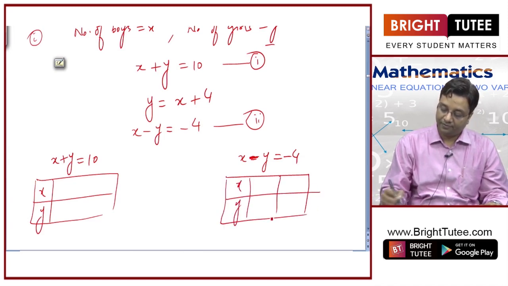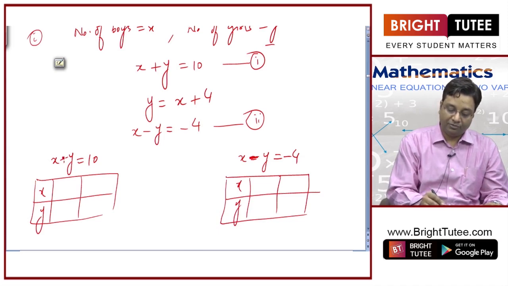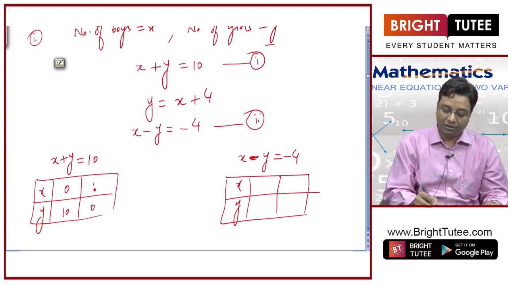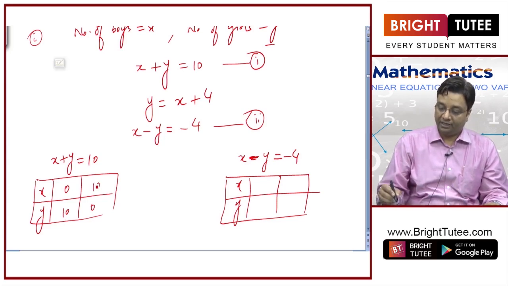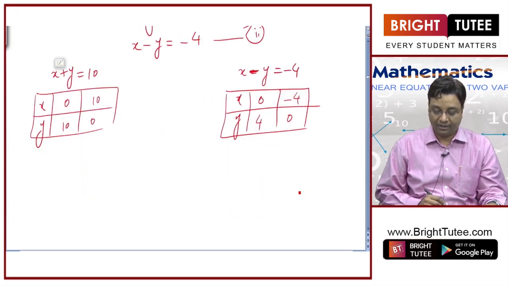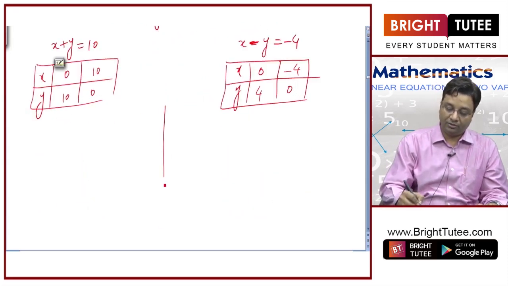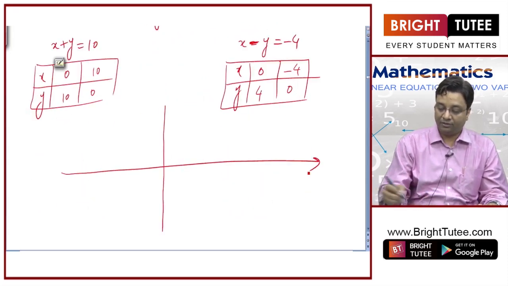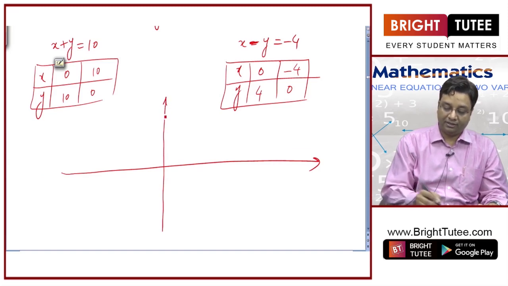X, Y. Okay. Now if you put X equal to 0, you will get Y equal to 10. If you put Y equal to 0, you will get X equal to 10. Here if you put X equal to 0, you will get Y equal to 4. If you put Y equal to 0, you will get X equal to minus 4. Okay. So let's draw the pair of straight lines on this graph.